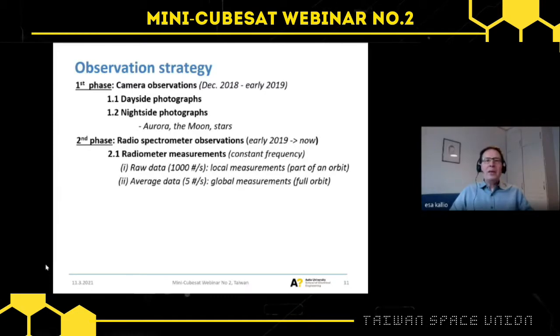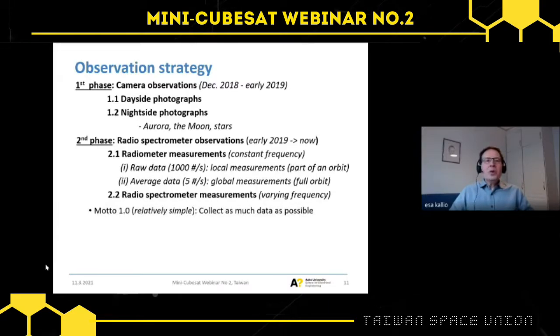And then we can make global measurements. We can make measurements during the whole orbit, or if you want, several orbits around the Earth. The orbit was about 100 minutes. So it's like a radiometer that we can use at a constant frequency. But then we can also use a radio spectrometer, so we can change the frequency.